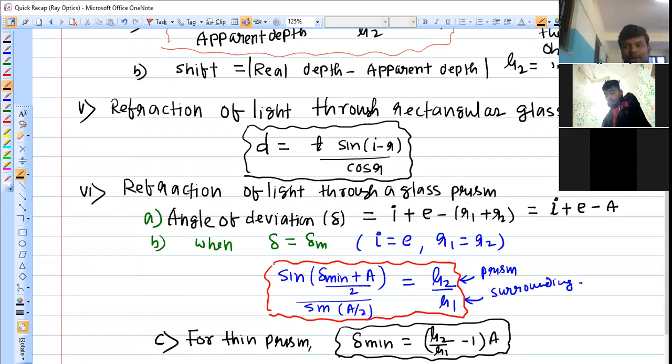So up to this point, we have seen the refraction of light through the plane interface. After that, we have seen the refraction of light through the spherical surface also.